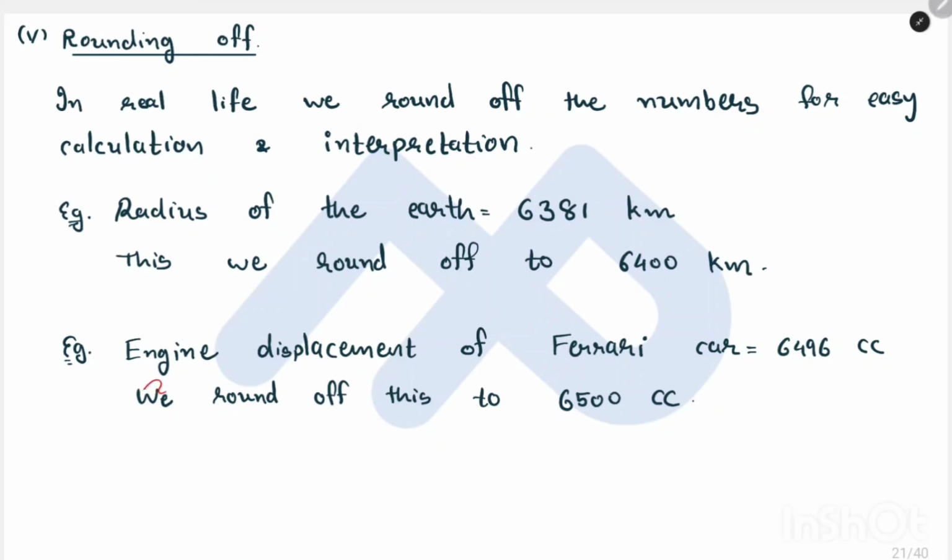if you own a Ferrari and the engine displacement of your Ferrari car is, let's say, 6496 cc cubic centimeter, but if someone asks you how big the engine is, you'll always say 6500 cc, 6.5 liter, like that. Okay, so this is how you round off the numbers to the nearest 10 or nearest 100 or any nearest place. But yeah, you always round off the numbers for the easy interpretation as well as easy calculation.